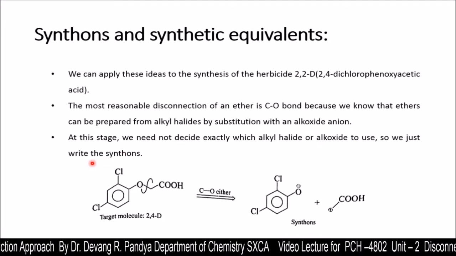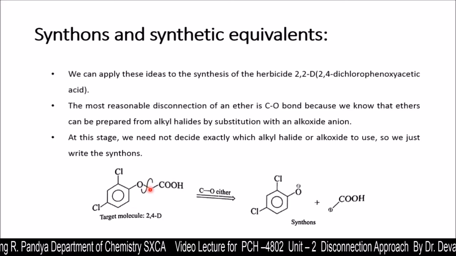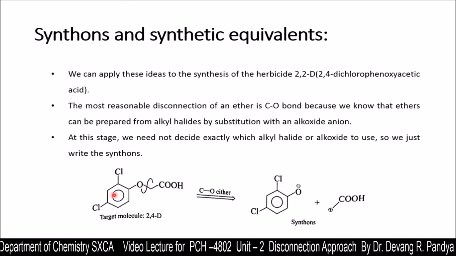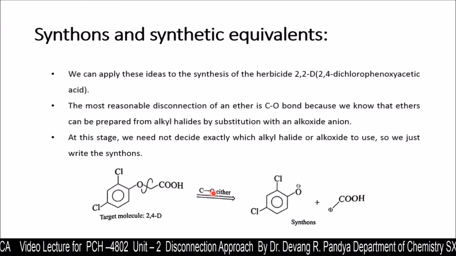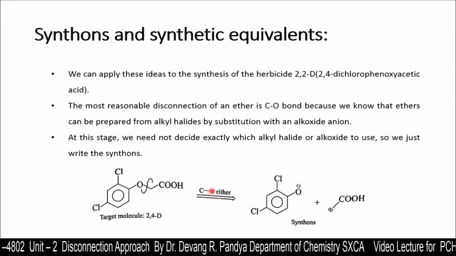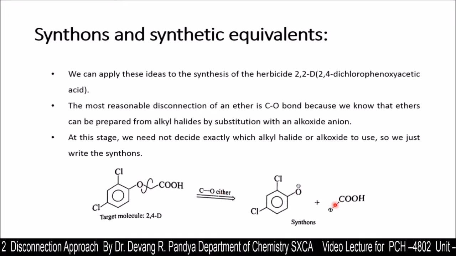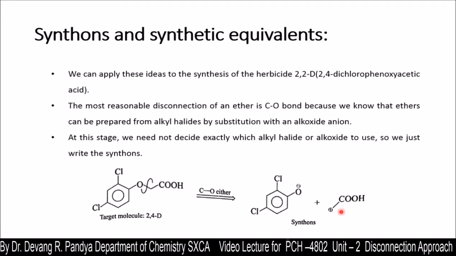So we just write the synthons. Here the wiggly line indicates the carbon-oxygen bond disconnection. This is our target molecule, the herbicide. So the carbon-oxygen, that is ether linkage, is to be disconnected, put on an inclined arrow, and we get our synthons. This one is a cation, this one is an anion.